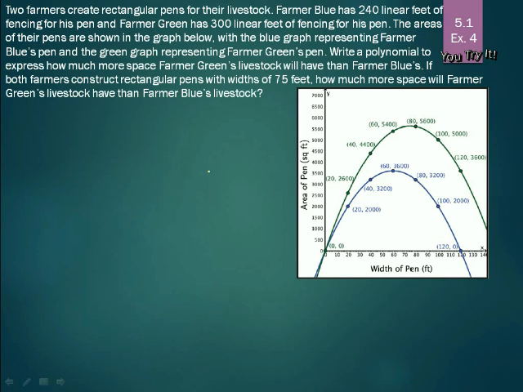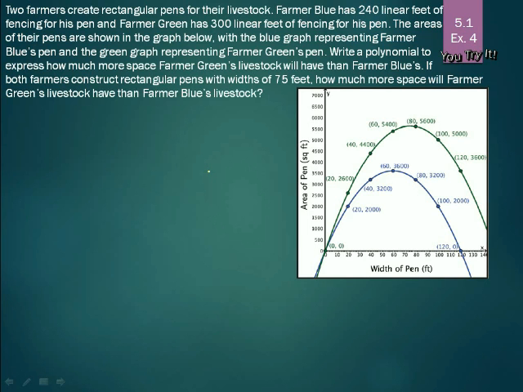Two farmers create rectangular pens for their livestock. Farmer Blue has 240 linear feet of fencing for his pen, and Farmer Green has 300 linear feet of fencing for his pen. The areas of their pens are shown in the graph below, with the blue graph representing Farmer Blue's pen and the green graph representing Farmer Green's pen. Write a polynomial to express how much more space Farmer Green's livestock will have than Farmer Blue's.